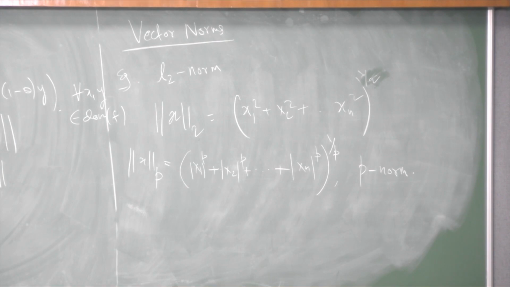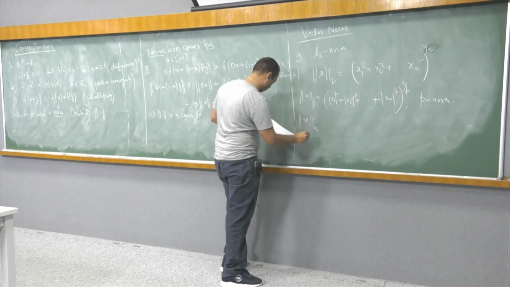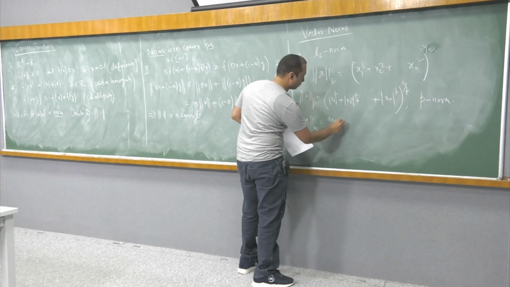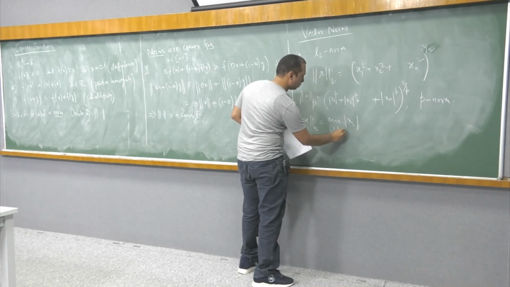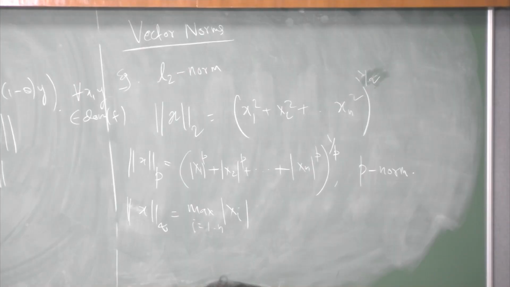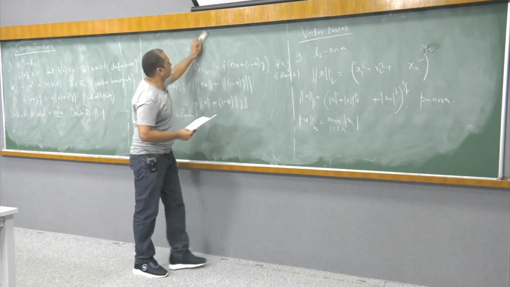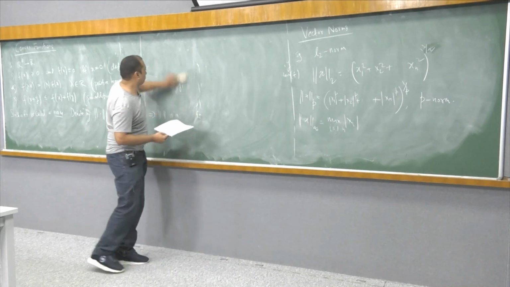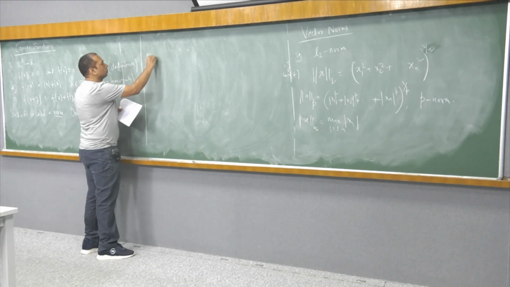And then there are some special ones like the infinity norm. The infinity norm is just the max of the entries: max of mod of xi, where i equals 1 to n. Basically you take the vector x and pick out the maximum entry. And then there is something called the Frobenius norm. The Frobenius norm is for matrices.